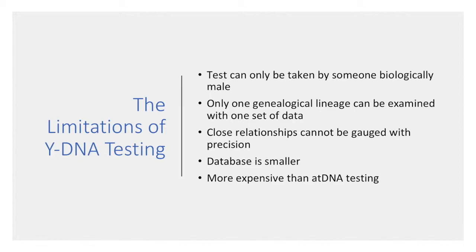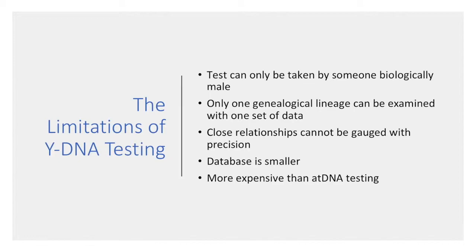Obviously, only one lineage can be examined at a time because it's passed down one line straight. So you're definitely not going to make any unexpected discoveries about a different branch of your family tree. You're only going to learn about that one branch at one time. In some ways, that makes it easier and simpler, but you're also caged in that way.